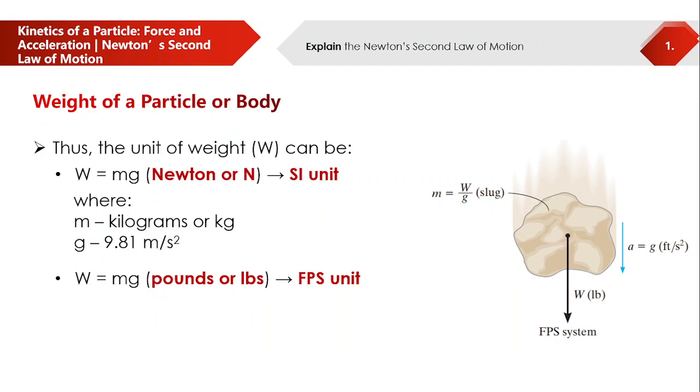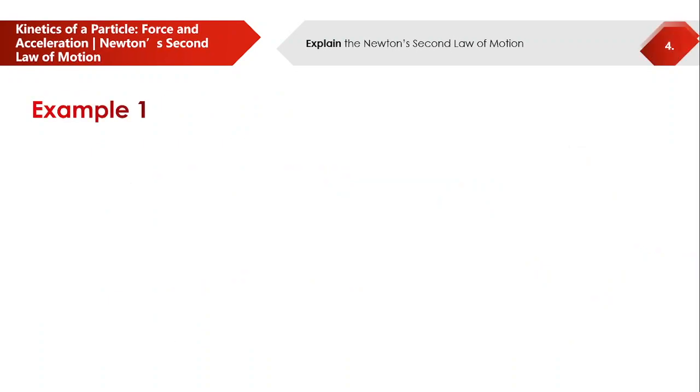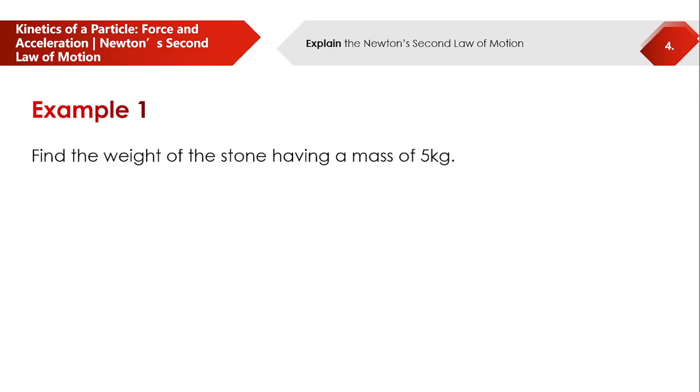And your weight, the unit of your weight will be pounds if you're going to use slugs, and 32.2 feet per second squared for your gravitational acceleration. Okay, so let's have an example of how to compute your weight using the mass.